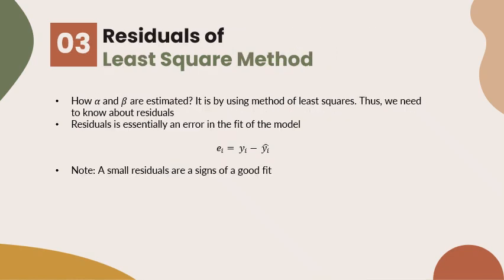Now, how alpha and beta are estimated is by using the method of least squares. We need to know that the residual is essentially an error in the fit of the model. Since it is estimation or prediction, it must be related to the sum of the error. Therefore, e i equals y i minus y hat i, and a small residual is a sign of a good fit. If we get a lower residual, it means our model is good.